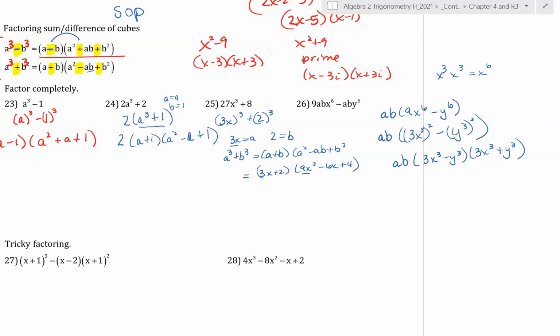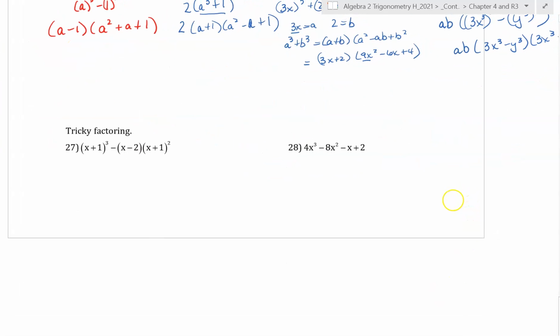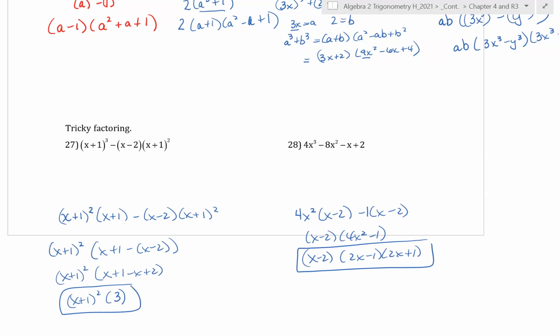Very good. Okay, so we have two tricky factoring problems. So what I'm going to do is just give you the answer, and I'm going to have you try these on your own. All right, so here are the answers for 27 and 28. Give it a try. And again, these are pretty tricky, so we can always do them in class if you need help.